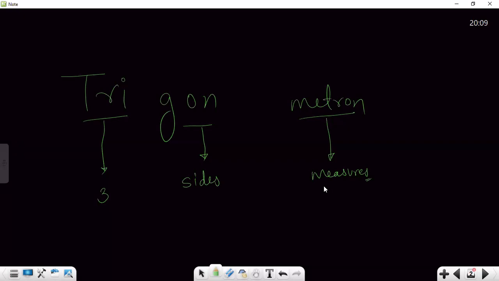Any three line segments will form a triangle if and only if those three sides follow the triangle inequality. What is the triangle inequality we were discussing in our previous class? That the sum of the two shortest sides should be greater than the third side. In Euclidean geometry, the sum of three angles should be 180 degrees, then only can those three sides make a triangle.